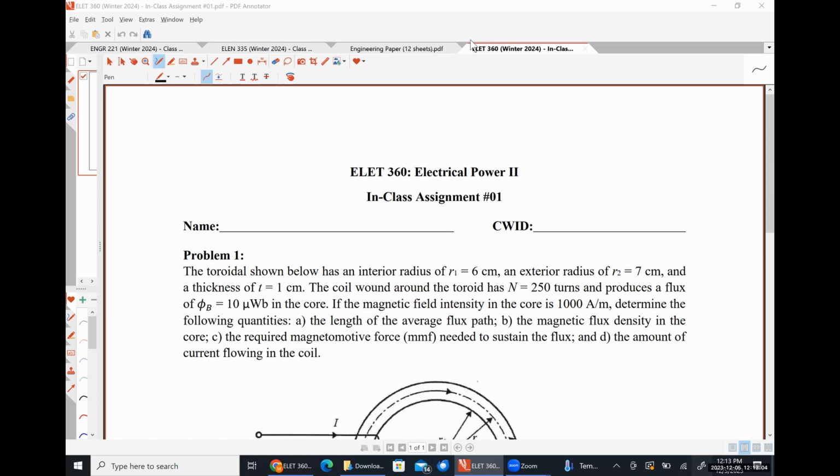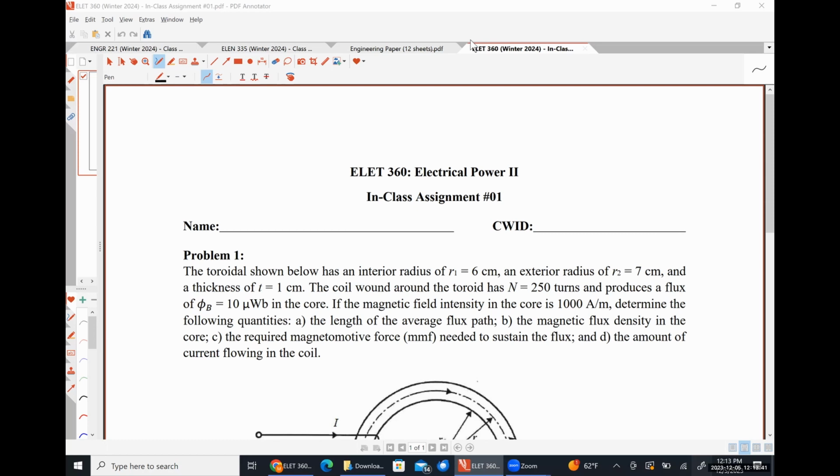the core. If the magnetic field intensity in the core is 1,000 amps per meter, we are asked to determine the length of the average flux path, the magnetic flux density in the core, the required MMF needed to sustain that 10 microwebers of flux, and finally, the amount of current that is flowing in the coil. I'm taking the time to go through this because we're going to use a lot of these relationships today when we get to more odd geometries.